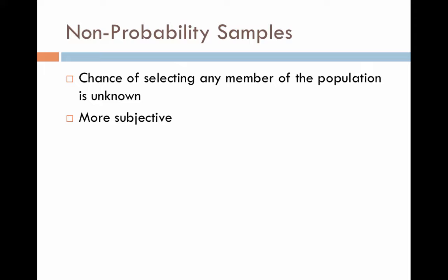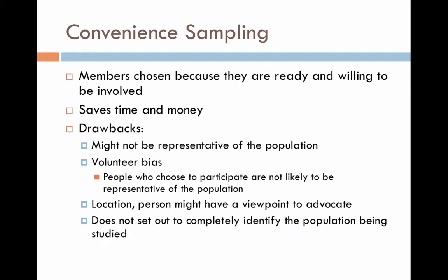Now we have non-probability samples. And in these, as you might imagine, the chance of selecting any member of the population is unknown. And so it's a more subjective process than the probability samples, where we're trying to really take that choice out of our hands and leave it to math.